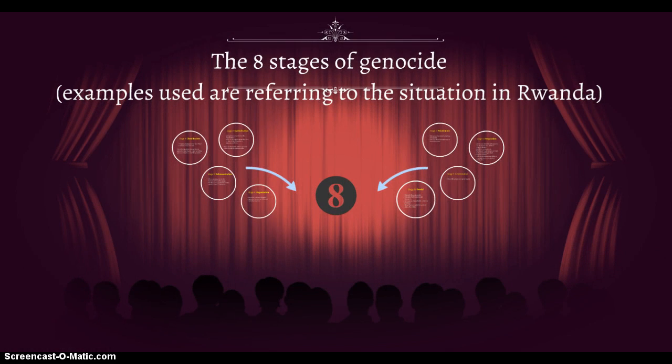These are the 8 stages of genocide. We will now be identifying certain parts of each stage while we watch the movie Hotel Rwanda.